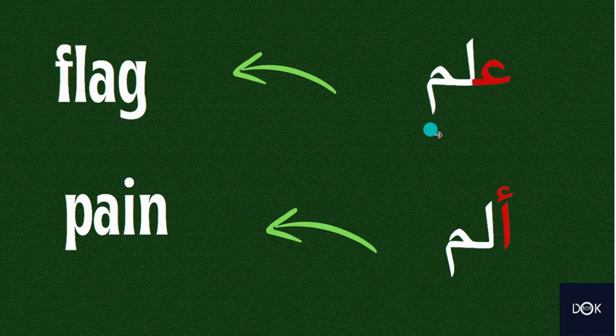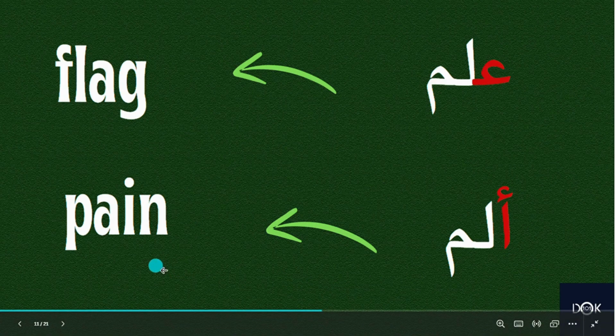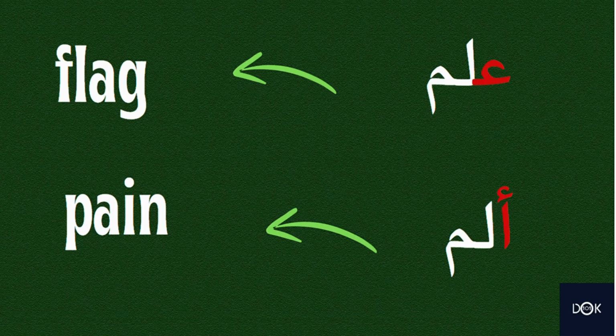The first word here is alam with ayn, alam, which is a flag. But if we pronounce ayn incorrectly and make it sound like alam, without the guttural sound, it would become alam, which means pain. Now let's have a look at the examples and understand the formation of ayn and its sound.